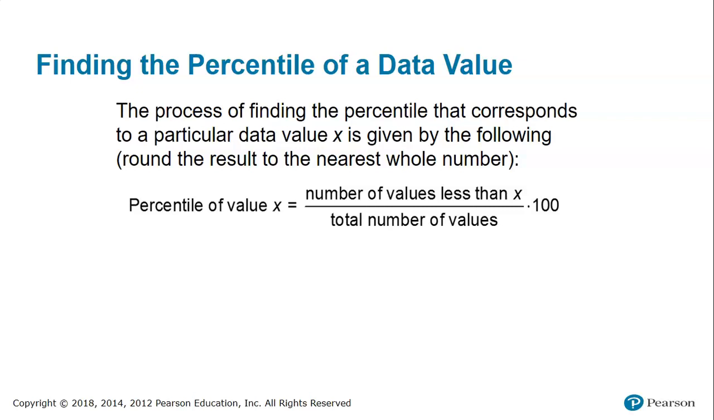So the first one we want to look at here, we're going to go through the process of finding the percentile that corresponds to a particular data value X. With this, we're literally going to count. If we look at our setup here, our formula, to find the percentile of a particular value X, we need to look at the number of values that's less than X divided by the total number of values in the data set, and then multiply that by 100.